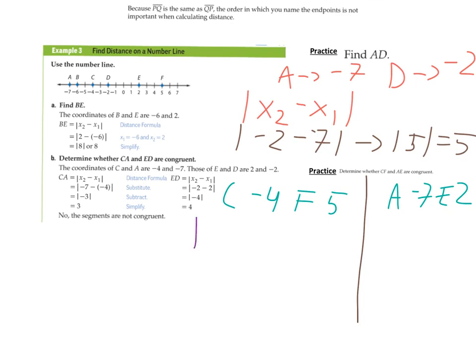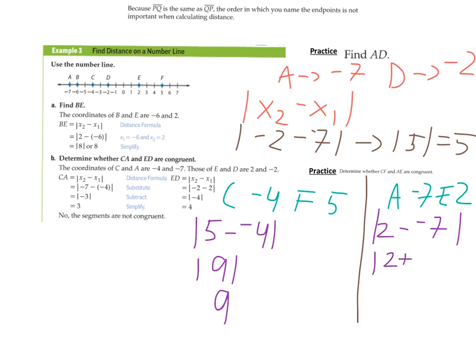The absolute value of 5 minus a -4, close the absolute value. That gives us the absolute value of 9, which gives us 9. On the other side, absolute value of 2 minus -7, close absolute value. Absolute value of 2 plus 7, absolute value of 9, 9. 9 is equal to 9, so CF and AE are both congruent.